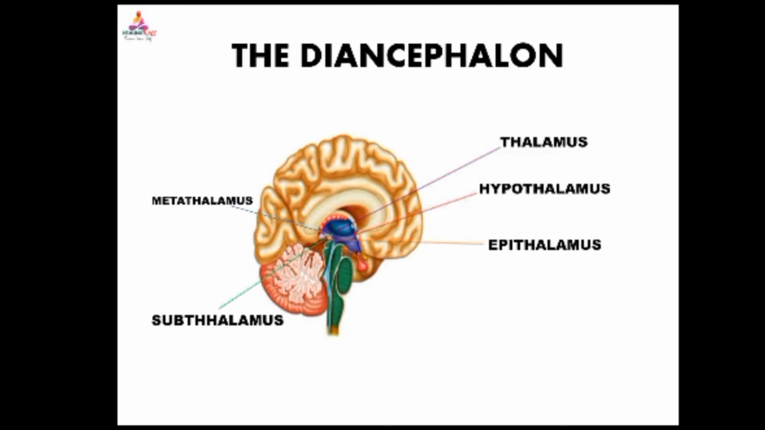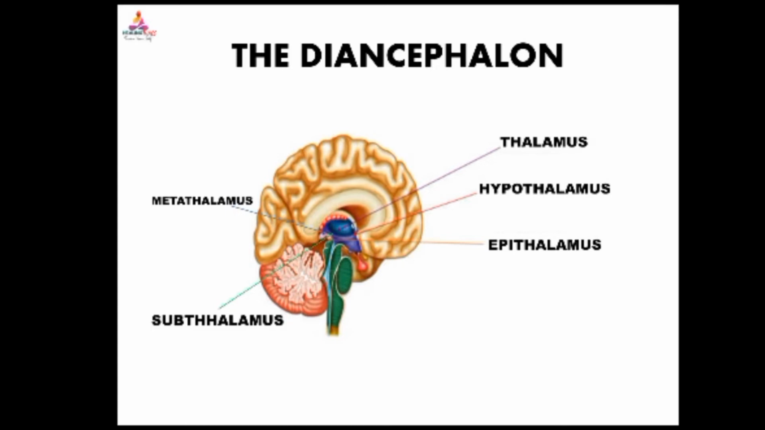Next part is the epithalamus. The epithalamus is a small area of the diencephalon, posterior superior to the thalamus. It consists of the pineal gland.